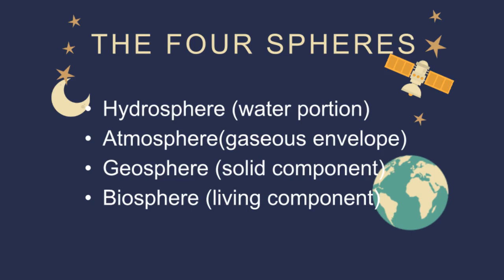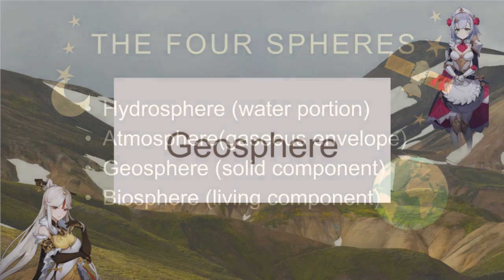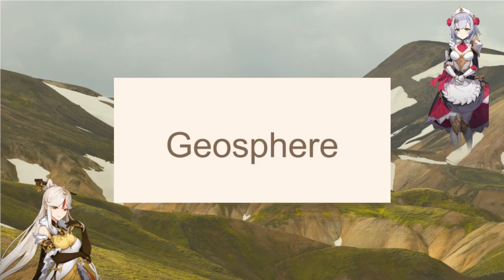The hydrosphere, on the other hand, talks about the planet's water, including the surface waters, groundwater, ice, salt water and water vapor. Lastly, we have the biosphere that includes all the living things including plants, animals and other organisms. Alright, let's discover these spheres one by one. Let's start with the geosphere.